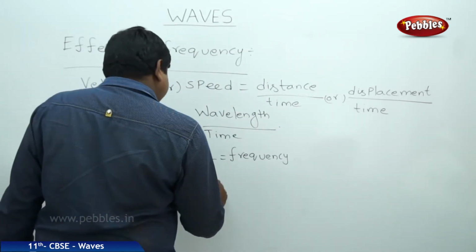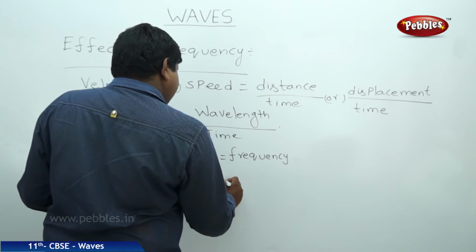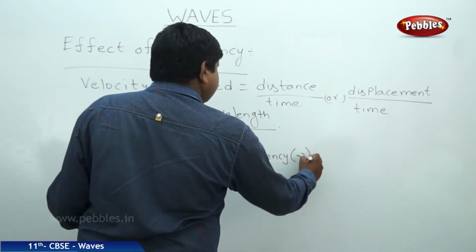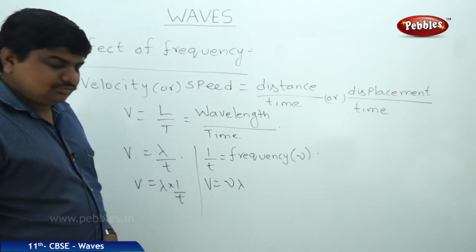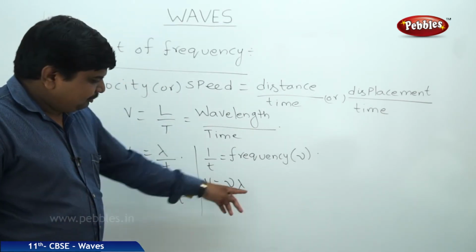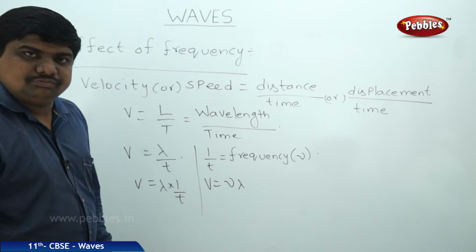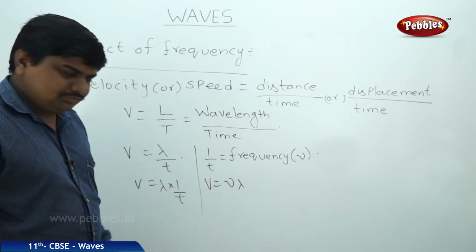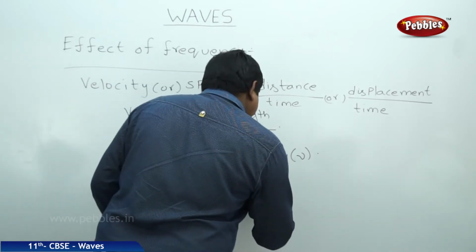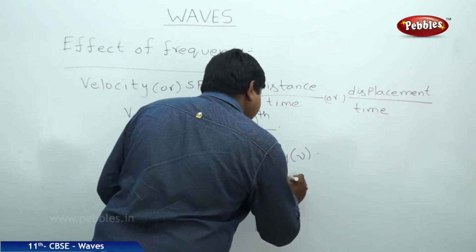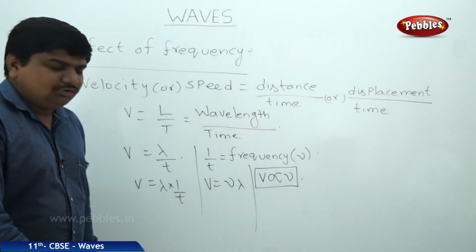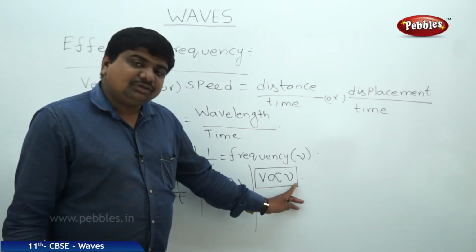So what can we write? v is equal to nu into lambda, where nu is the symbol of frequency. So v by lambda is equal to nu. Nu is equal to v by lambda, but lambda is equal to v by nu. So v is proportional to nu. The speed of a sound wave is directly proportional to the frequency.